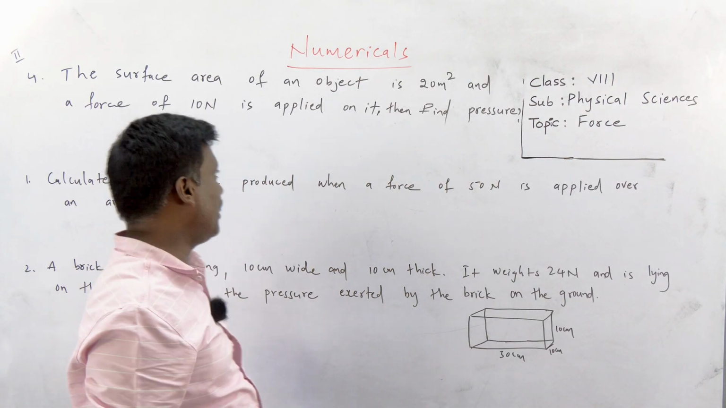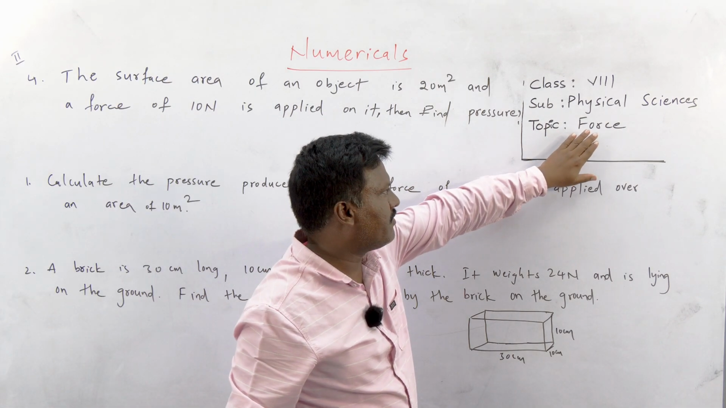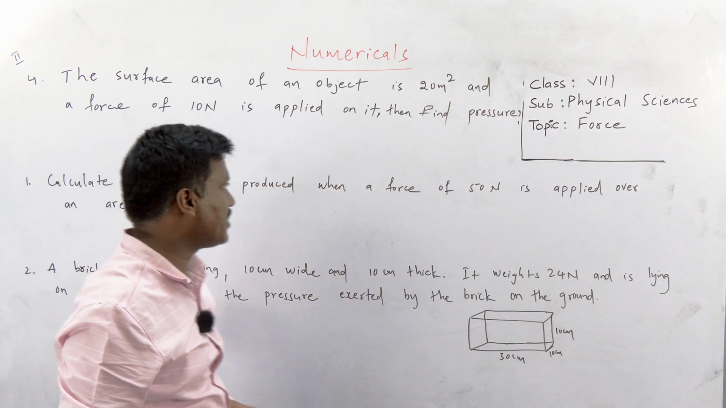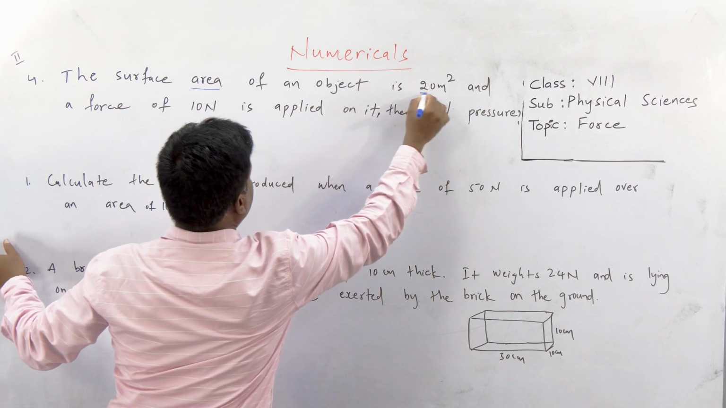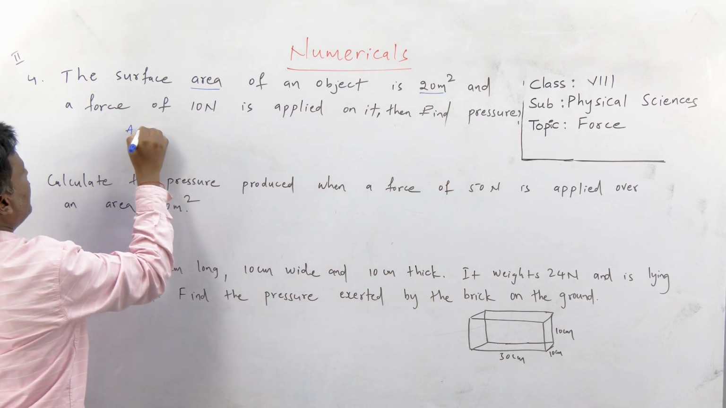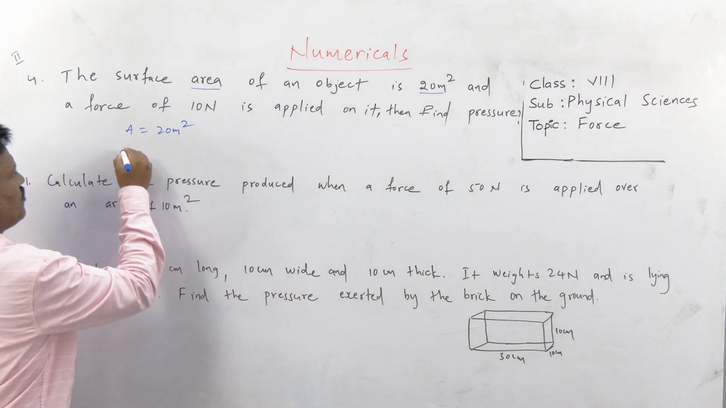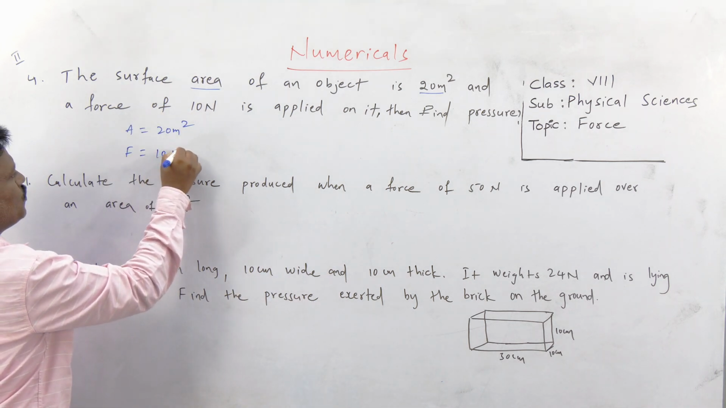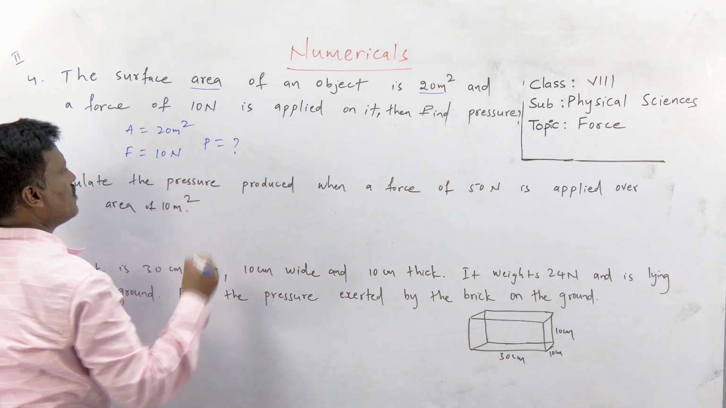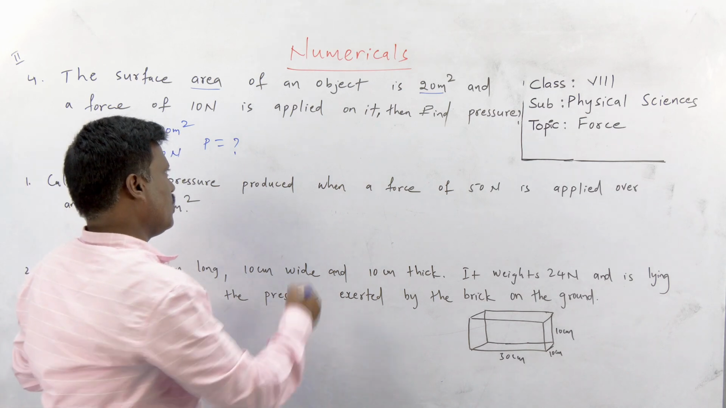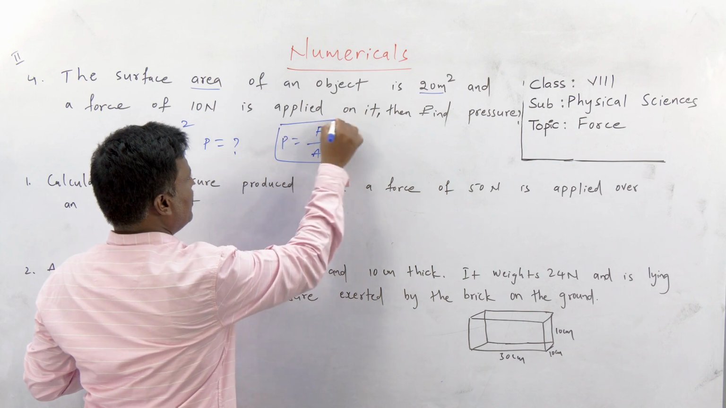Now some basic numericals we discuss related to the pressure, which is present in the first chapter, Force, in Physical Science class 8, okay. So here the surface area of an object is given as 20 meters square, and a force of 10 newtons. So what is the force acting on that area? 10 newtons, okay. Then we have to calculate the pressure. So area is given, force is given, and we are asked to calculate the pressure. So pressure is equal to force by area. This is our formula to calculate the pressure.